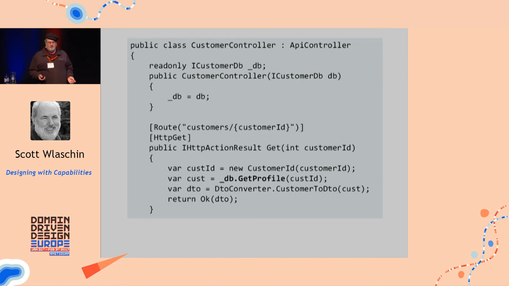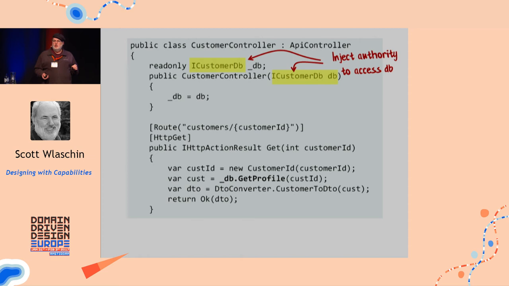And there is my authority being injected, the ICustomerDB, or the customer repository, or whatever you want to call it. That is the thing that I'm injecting. I'm injecting the authority, because that gives the controller the ability to talk to the database. And then I'm going to use the authority in the main code. So you're actually using this approach, whether you're aware of it or not. You just don't normally think about it in terms of granting authority to the controller.